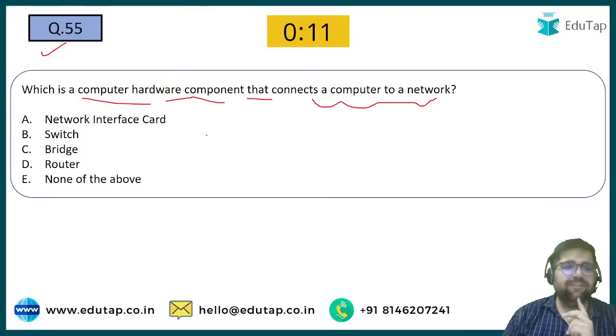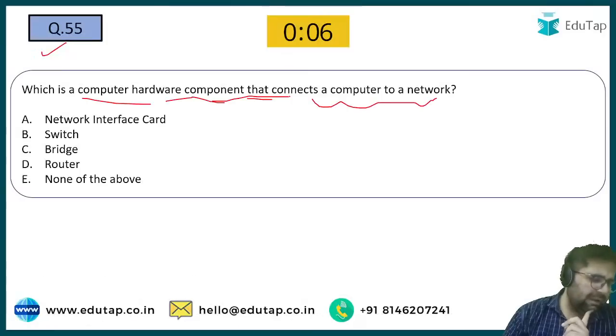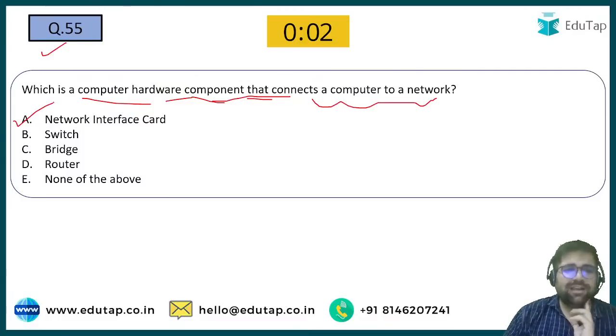Question number 55. Computer hardware that connects... The option will be A, right? Network interface card. Router can also be the right answer, I think. Yes, this is a vague question, I will accept. Option D can be the answer as well.